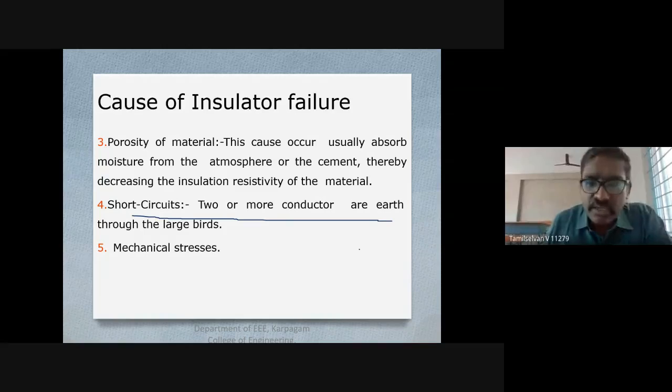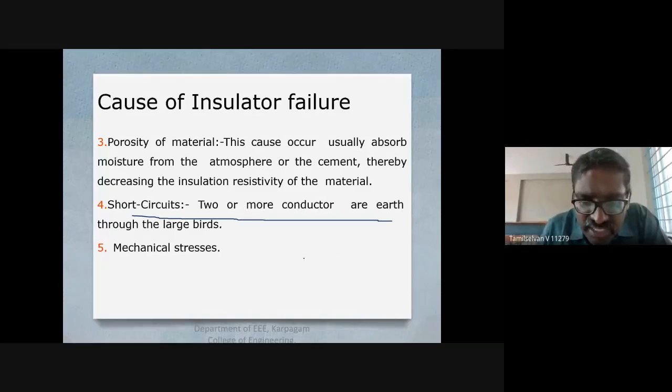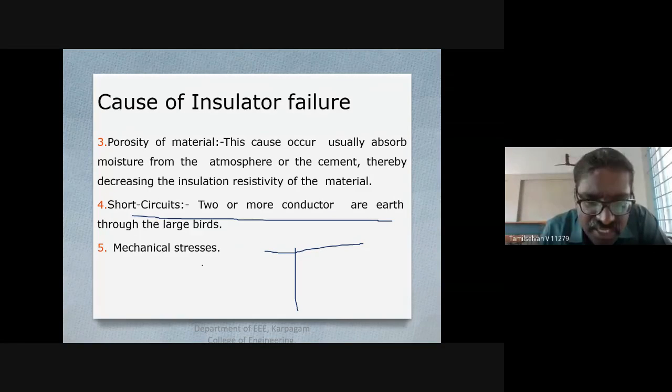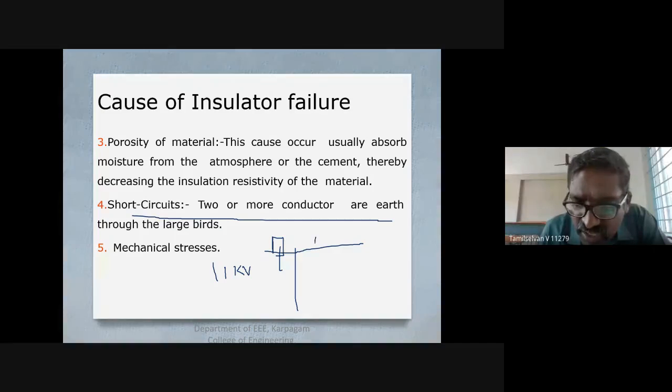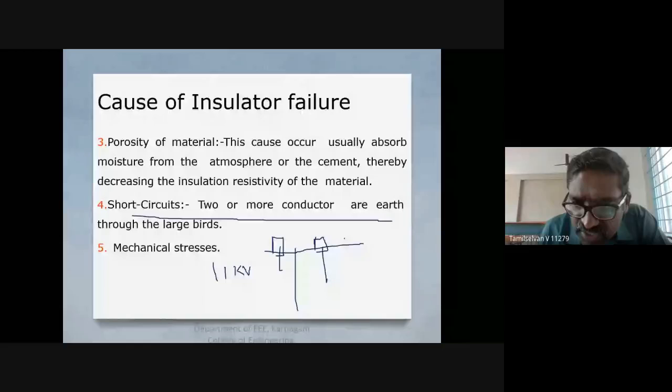So normally we'll have the tower, and in the tower we'll have the cross arms. Suppose we have an 11 kilovolt or 33 kilovolt transmission line. We will use the cross arm, and in the cross arm we'll place the insulators, which are glued there. So this is one insulator for one phase, another for the second phase, and a third for the third phase. This is glued.